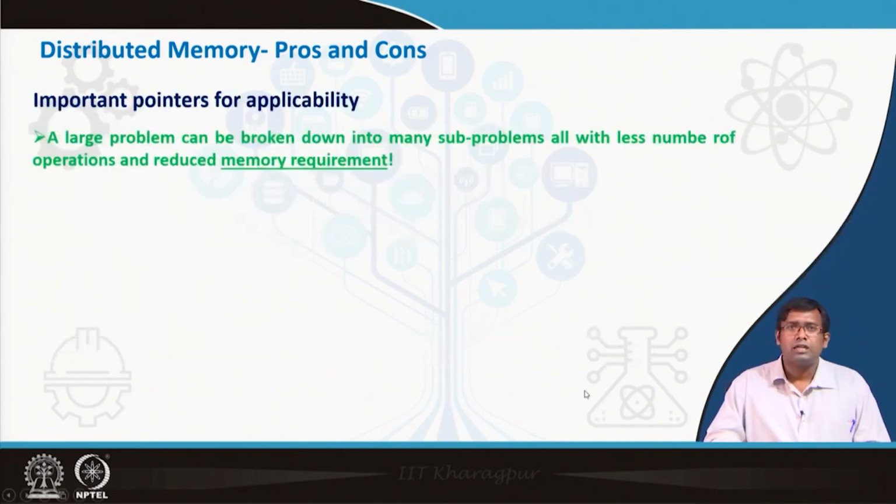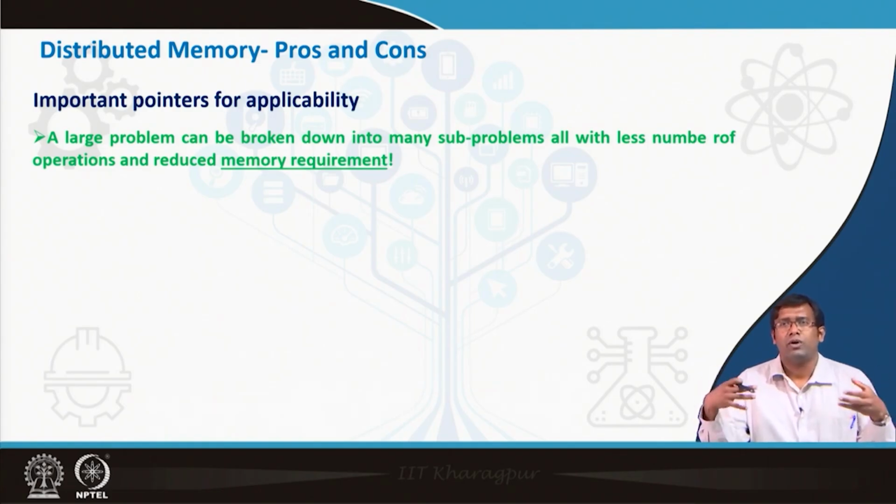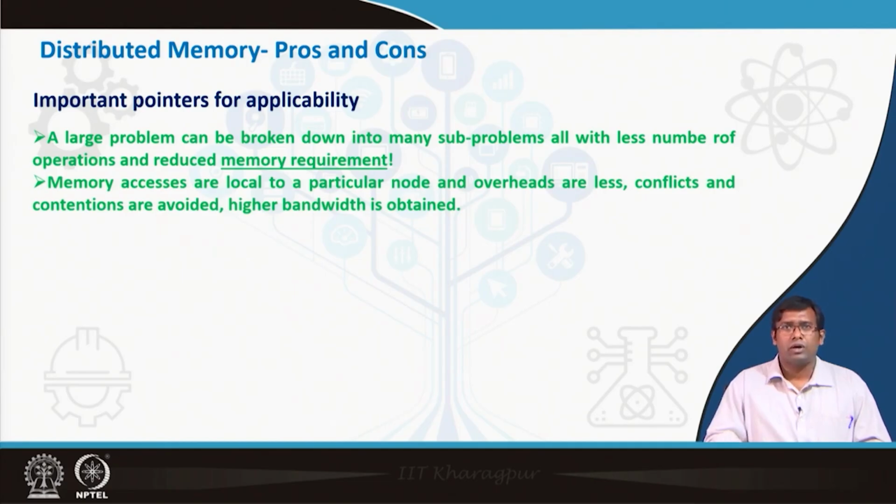Important pointers are there. A large problem, as we discussed in the last slide, can be broken down into many subproblems with fewer operations and reduced memory requirement. As the problem is broken down into small problems, each requires a small memory. Therefore, a computer with a small memory can handle the subproblem, and you do not need to use a large memory. Also, you do not need to operate over a large address space, which is good. Memory accesses are local to a particular node, and overheads are less, conflicts and contentions are avoided, and one computer is accessing one memory, therefore high bandwidth is obtained.